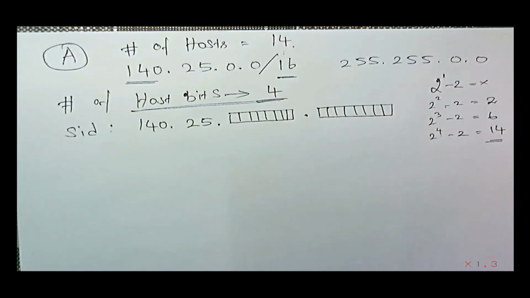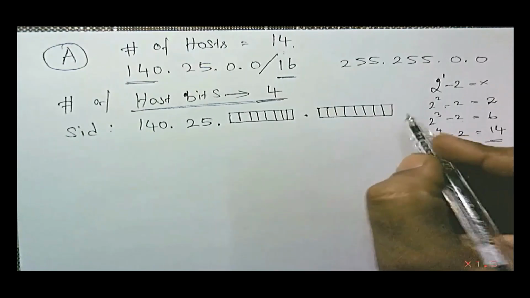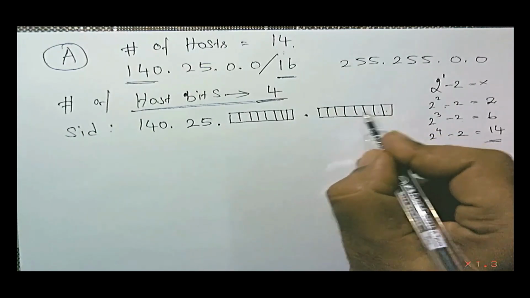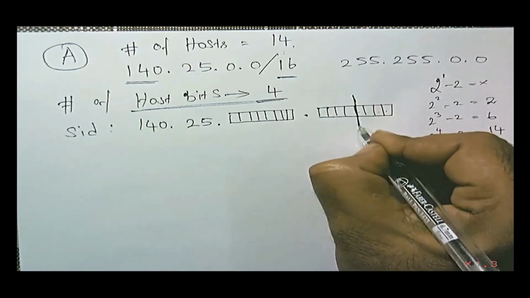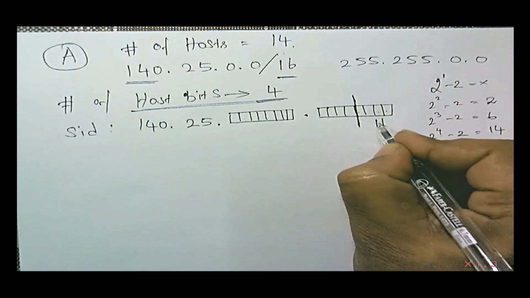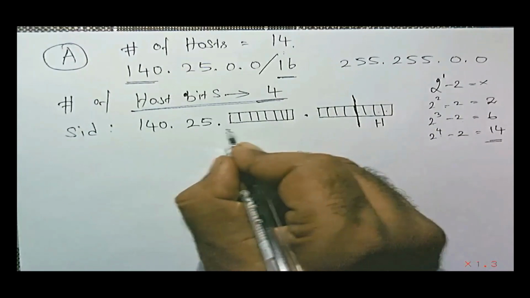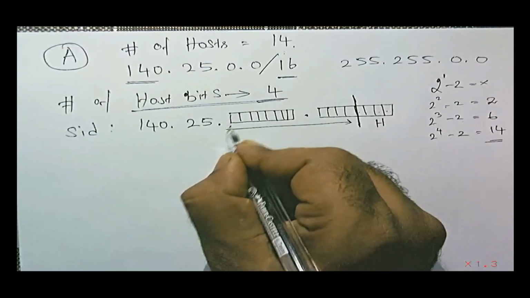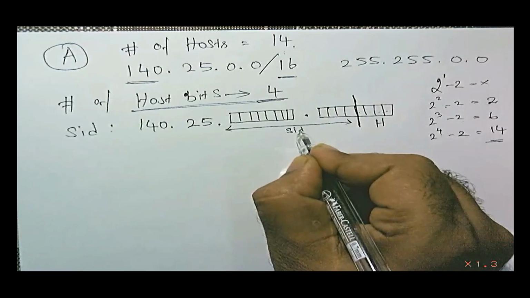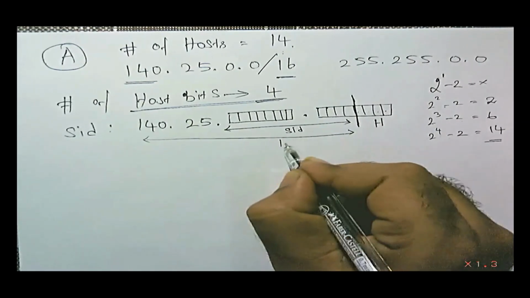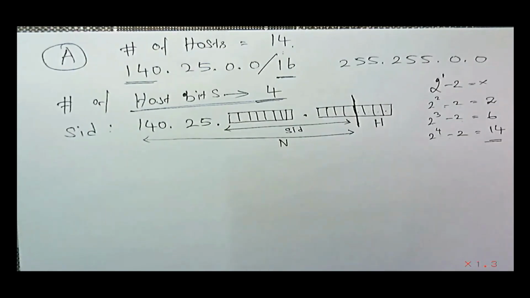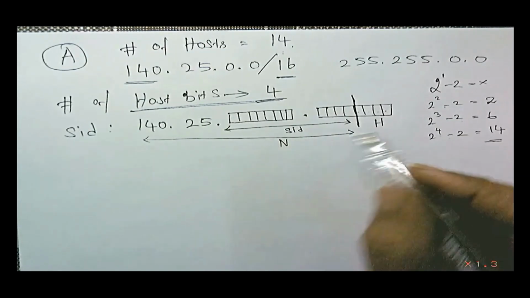Okay, so only 4 bits are enough. In that case, 1, 2, 3, 4. Now only 4 bits I'm going to take for the host. The remaining bits I'm going to push to the subnet, so this is going to be the subnet ID. Then the whole thing is going to be your network part. So only 4 bits is enough.